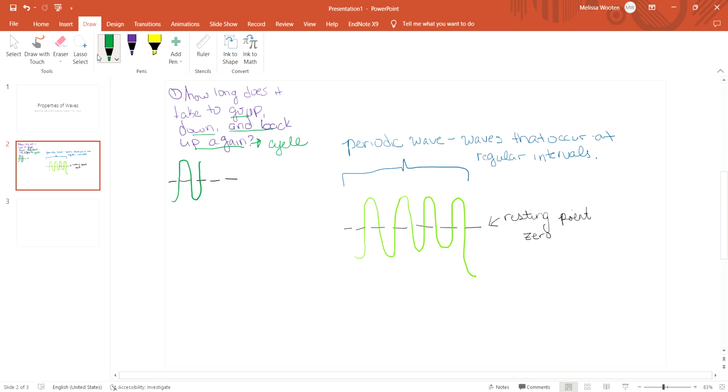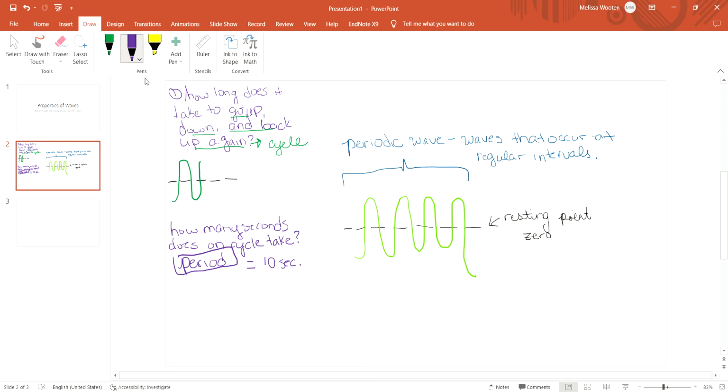So if we reword the question, what we're really asking is, how many seconds does one cycle take? And that terminology is referred to as a period. So we could say 1 period is equal to 10 seconds. Okay?